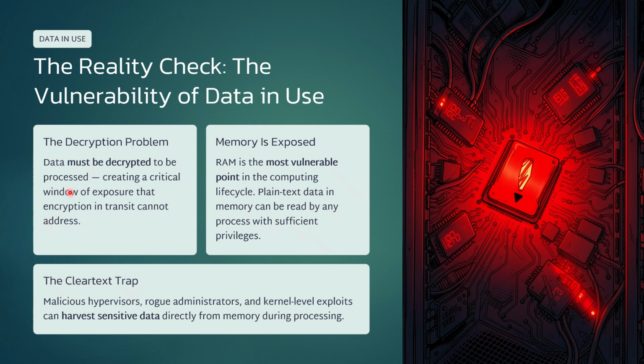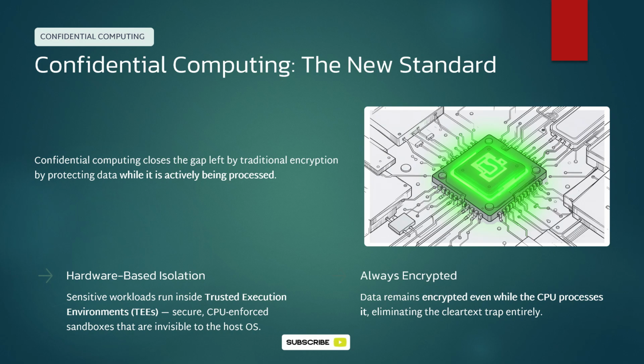Why? Because the data definitely needs to be decrypted so that the memory can read it, the OS can read it, right? So data must be decrypted so that it can be processed. So memory is exposed and the clear text trap happens at data in use. To get rid of this issue, we have come across confidential computing.